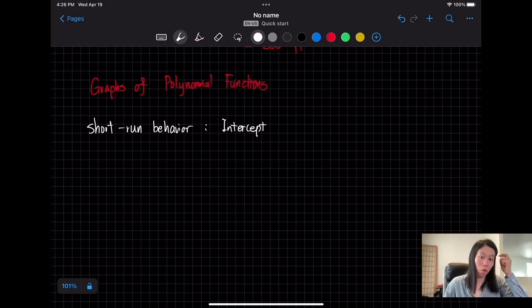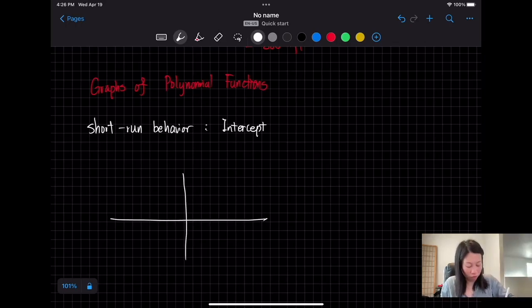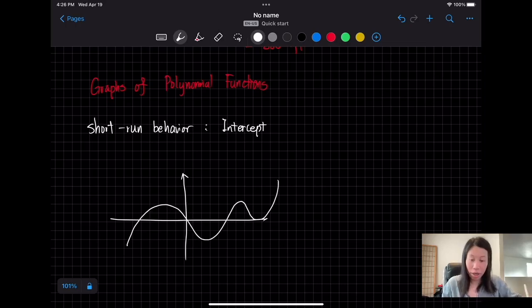Okay, so for the y-intercept, that's easy, because by the vertical line test, we know that you will only have one y-intercept. But for x-intercepts, they could have multiple ones. So how do you determine the x-intercept? If you take a look at these x-intercepts, they have different behavior.